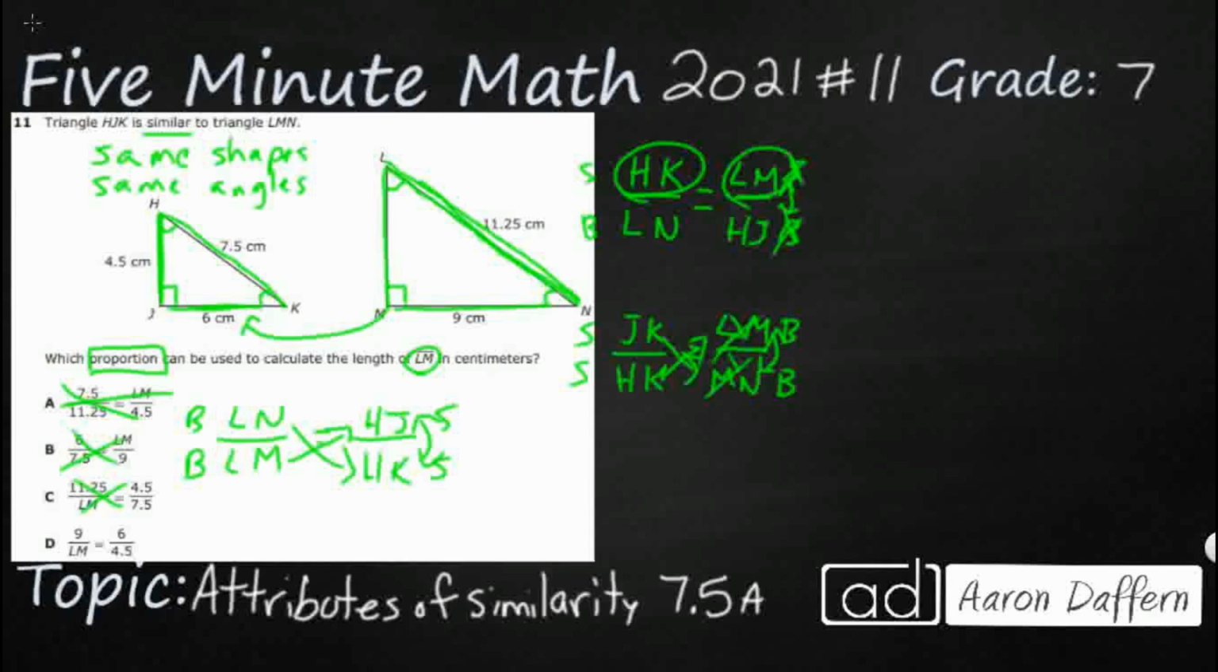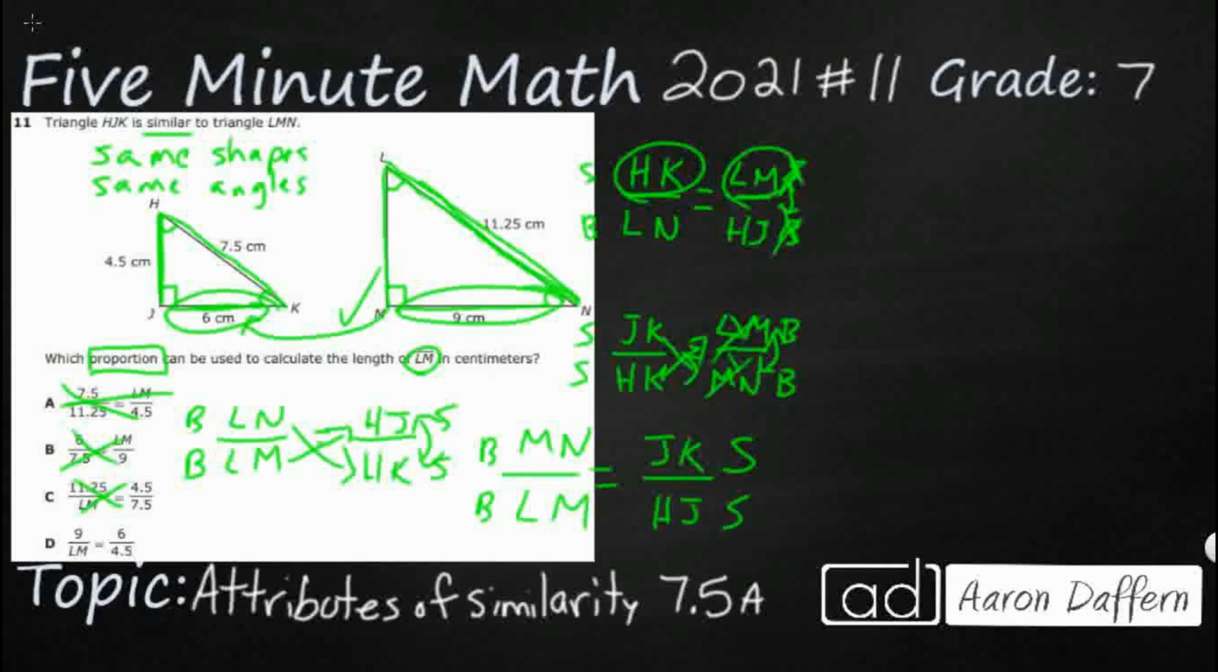Let's hope our answer is D. So we've got 9. So that is MN over LM. So you've got big to big, we just need corresponding small to small. So 6, which is JK. So here, does MN match with JK? Yes. And then you've got 4.5 with this HJ. That's also on the small side. So does LM match with HJ? Yes, it does. Finally, after all that work. So our answer is going to be D. We can use this proportion to find LM.